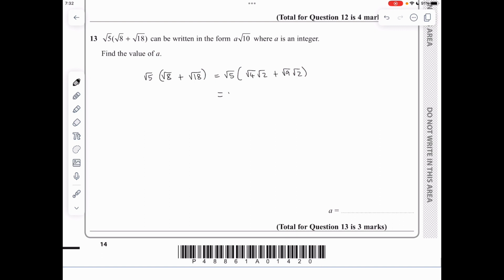So we're looking at root 5 brackets 2 root 2 plus 3 root 2. So this is root 5 times 5 root 2. Now we'll do the roots with the roots and the integers with the integers. So root 5 times root 2 is root 10, and the 5 stays. So this is 5 root 10, which means that the value of a is simply 5.